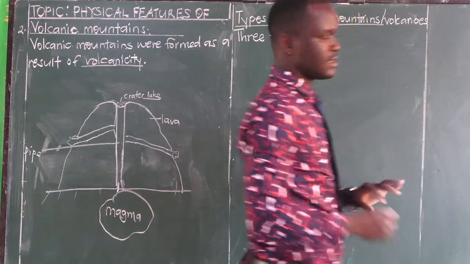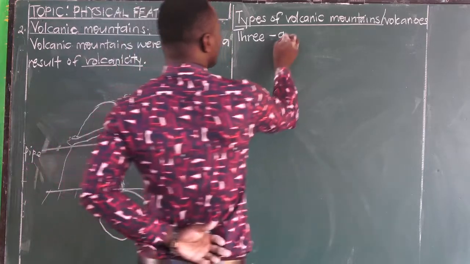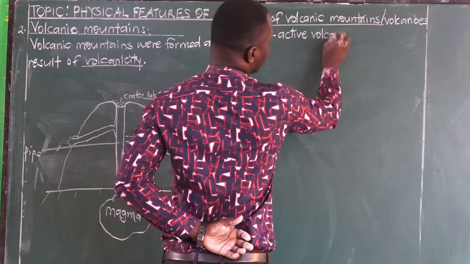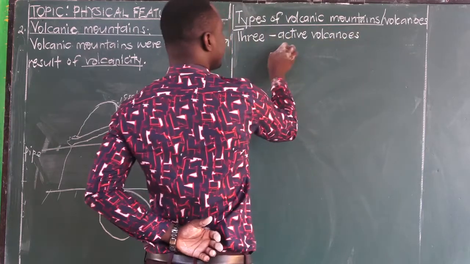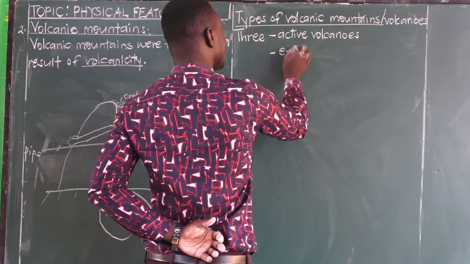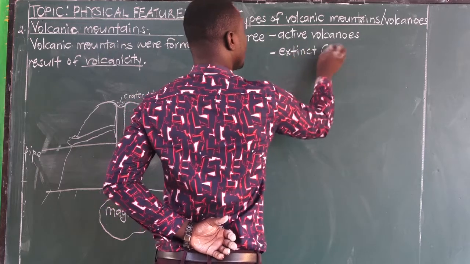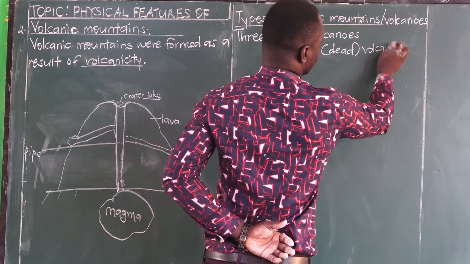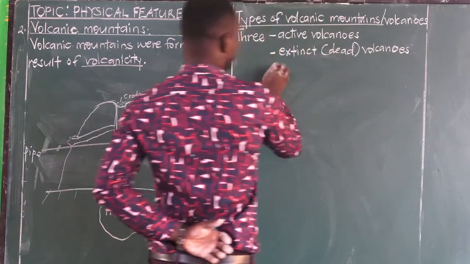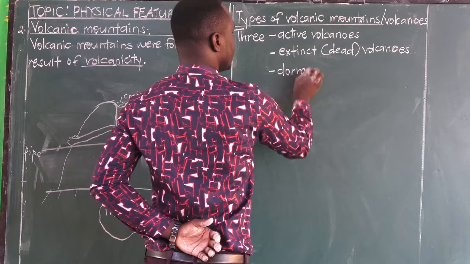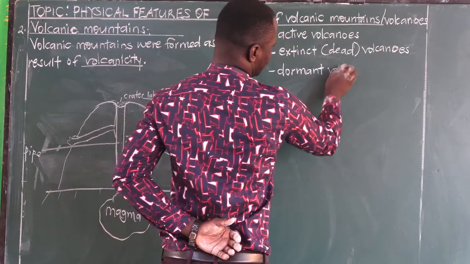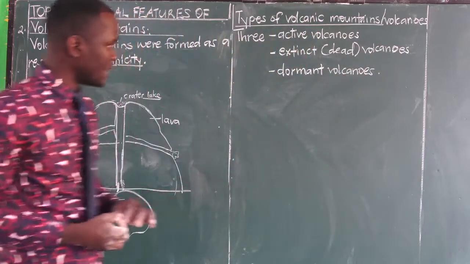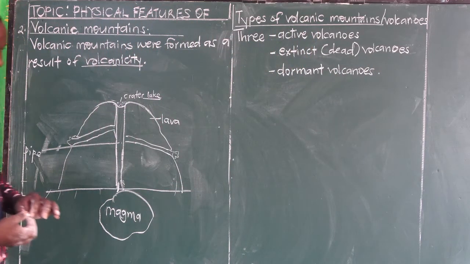Volcanoes, that is the spelling. Volcanoes, N-O-E-S. So we have what we call the active volcanic mountains, or we can call these active volcanoes. And then we have extinct, that we can call the dead volcanoes. And finally, we have what we call the dormant volcanoes. We shall understand these types very well, more so when we move to the next class.